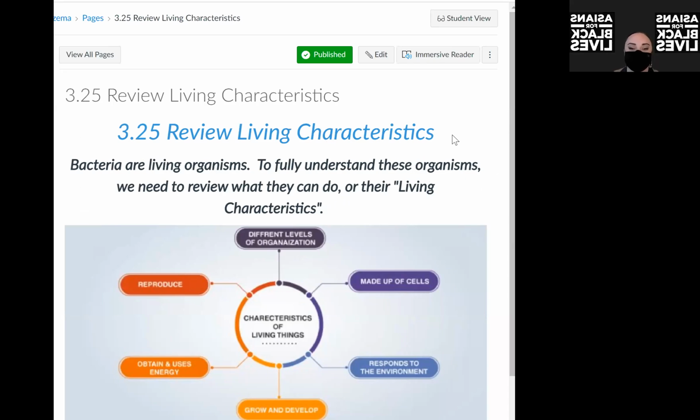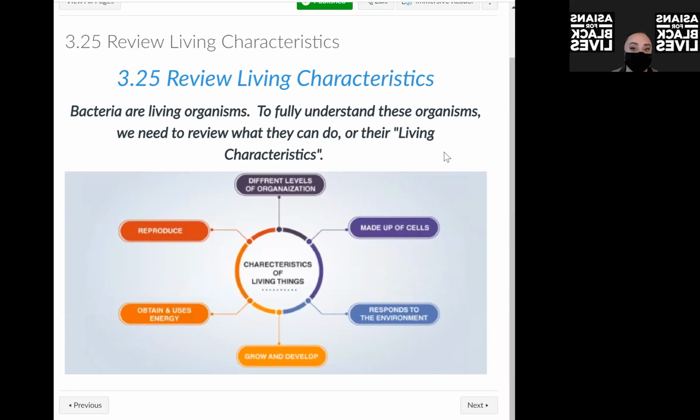All right, so we know bacteria can make us sick, but not all of them. We know that bacteria are all over the place. And we know that they can be killed by antibiotics. And so if they can be killed by antibiotics, that means that bacteria are living organisms like you and me and the plants outside. So to fully understand bacteria, we need to remind ourselves that they can do the same living characteristics that we can do that we covered in the beginning of the school year.